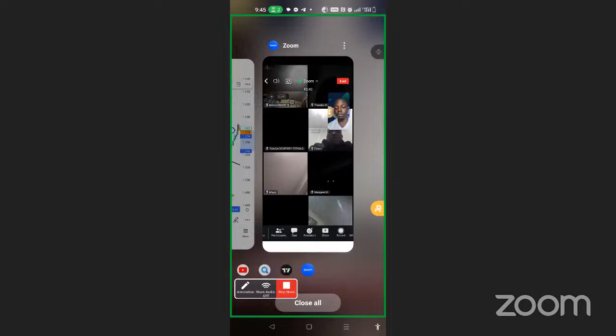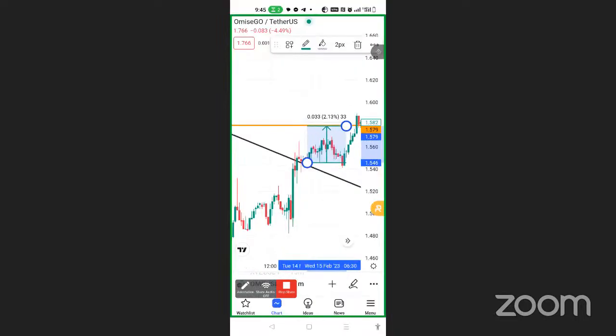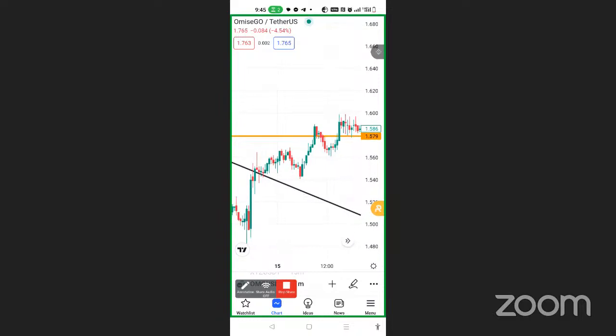I advocate $1,500 per coin. So, sir, calculate how much capital, how many coins you can go for. This coin can form a false breakout. Let me see. You see now, this is a false breakout.